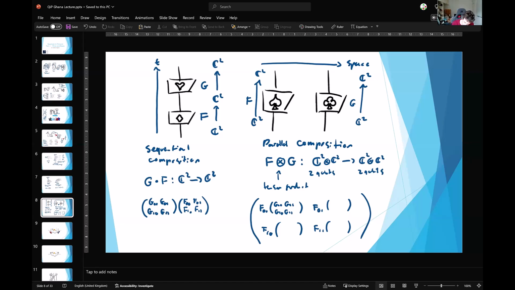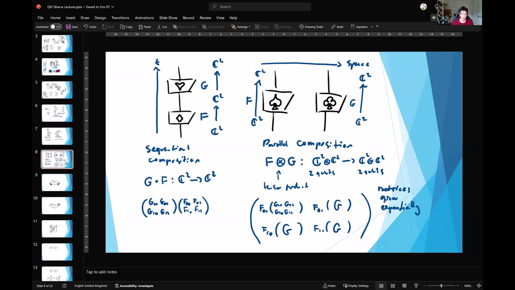So that's the idea of these sort of pictorial representations. This would be G, just a 2x2 matrix. And the issue is that matrices grow exponentially. So they become impossible to handle very quickly. If you have multiple processes in parallel, it becomes very hard if you want to write them down in terms of quantum states and unitary matrices.